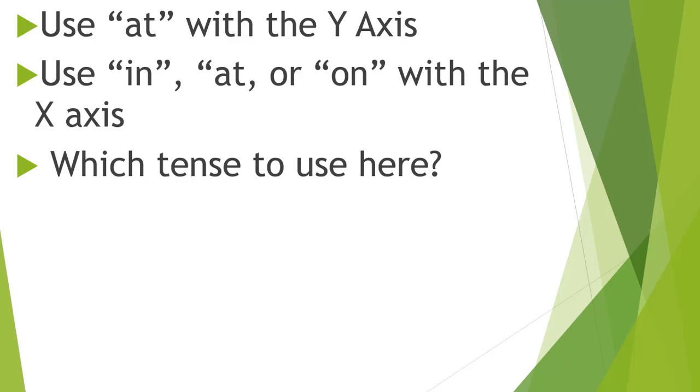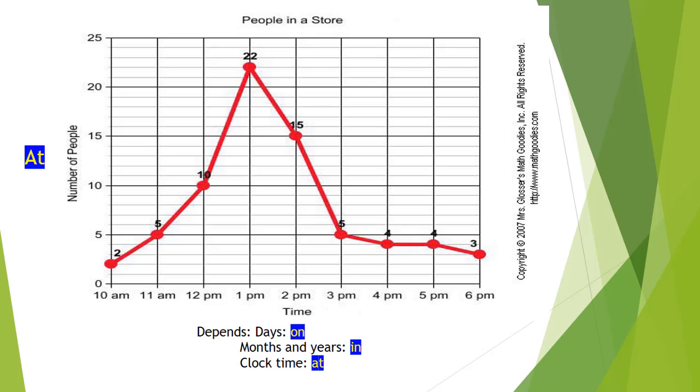Okay, which tense do we use here? Look at this graph again. Which tense should we use here? What does it show? It shows people in a store, okay? The number of people at every hour in the store. So for example, at 10 a.m., only 2 people. At 12 p.m., we have 10 people. At 1 p.m., we have 22 people, and so on and so forth.